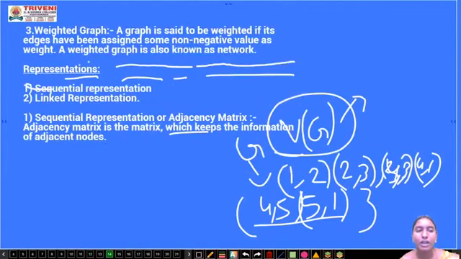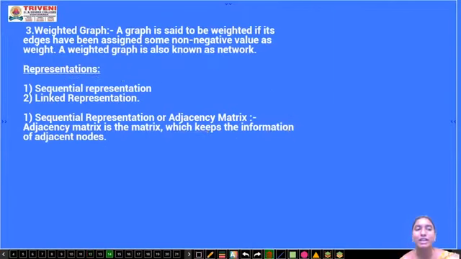And here we can observe the another one is weighted graph. A graph is said to be weighted if its edges have been assigned some non-negative value as weight. And weighted graph is also known as the network. Weighted graph is nothing but a graph is said to be weighted. Each and every edge has some weight on this graph. If its edges have been assigned some non-negative value as weight, and a weighted graph is also known as the network.